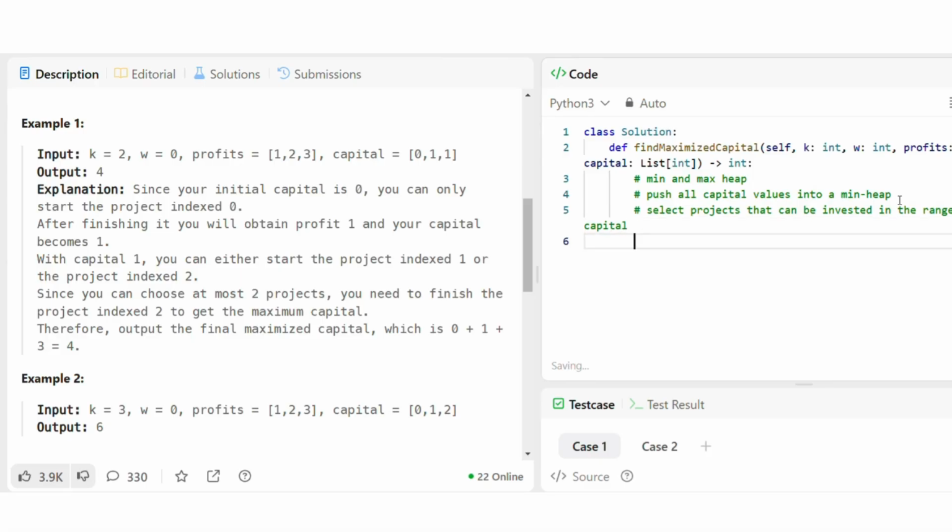And then what we're going to do next is we want a situation where we're pushing the profits into a max heap, and I'll tell you why soon, because we're going to be comparing the values to be able to choose the maximum profit they can get. So we're going to select the project. We're going to push their profits inside a max heap.